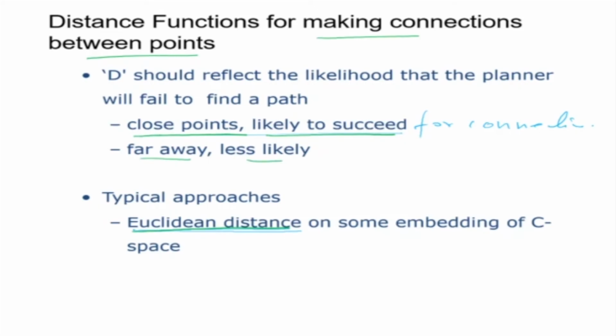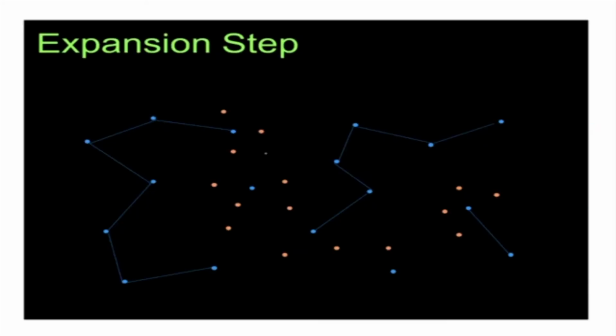Now, a typical approach could be Euclidean distance on some embedding of C. For example, let's look at this. Here I choose points. In the previous case, if you remember, the blue lines were not connected. Now I want to connect them. So what I do is from here I choose points which are near to that.